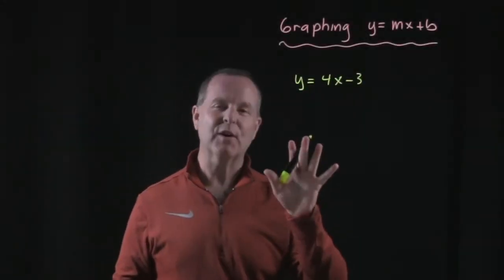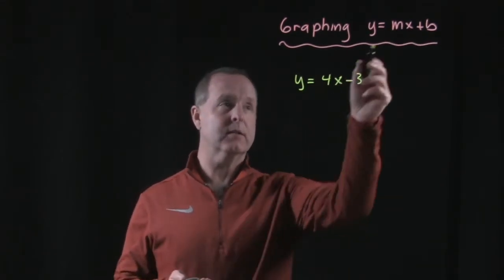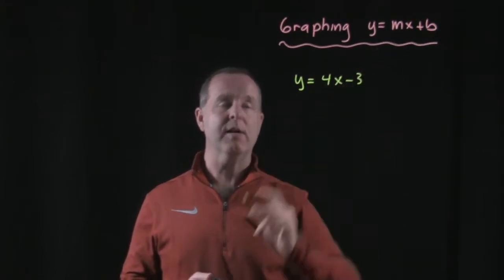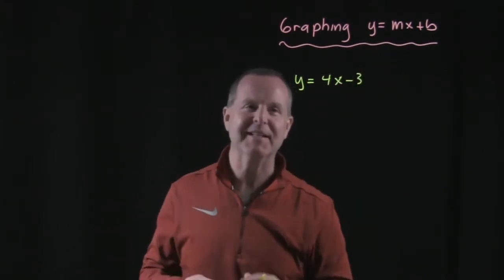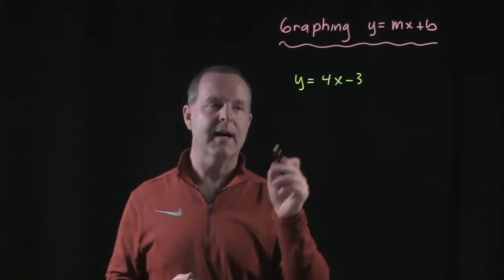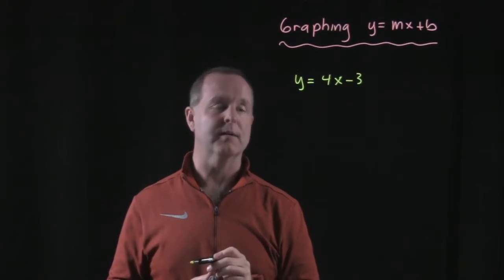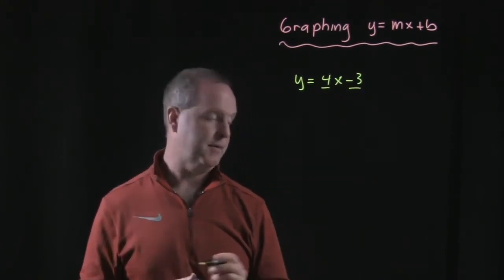Now, when we have a graph, well, not a graph yet, but an equation written in slope-intercept form of y equals mx plus b, graphing's kind of fun. Well, it was already fun, but it's even more fun now. And how is that? Well, we can recognize two important parts of the graph: the slope and its y-intercept.